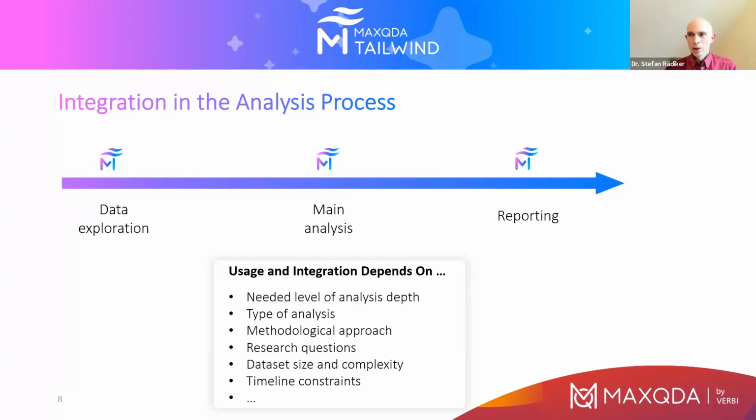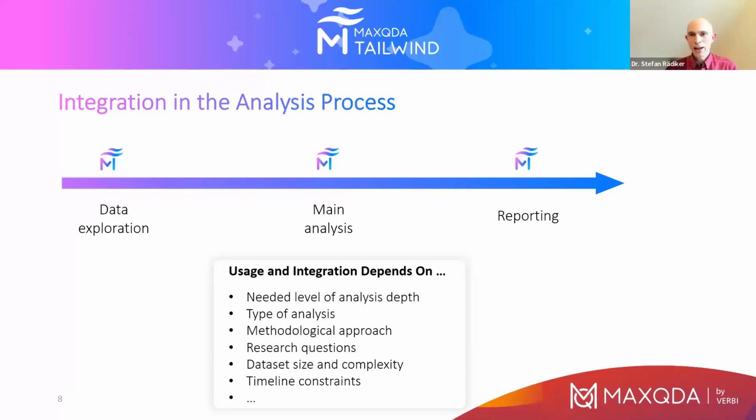If you are doing a thematic analysis, or a content analysis, which focuses on identifying topics and then themes, I think you could do a lot of the main work with Tailwind. But if you're more on this interpretative approach, you may continue in MAXQDA. Also, timeline constraints are interesting here.